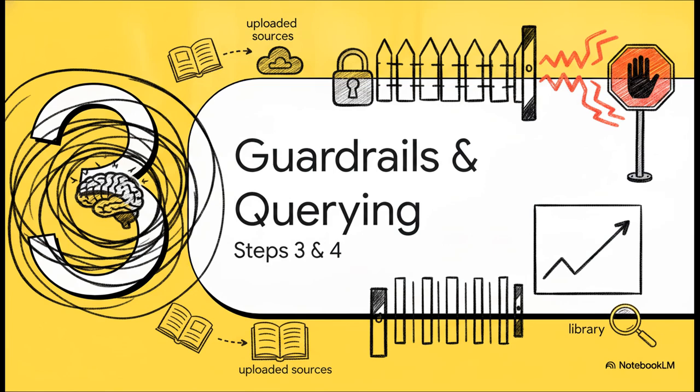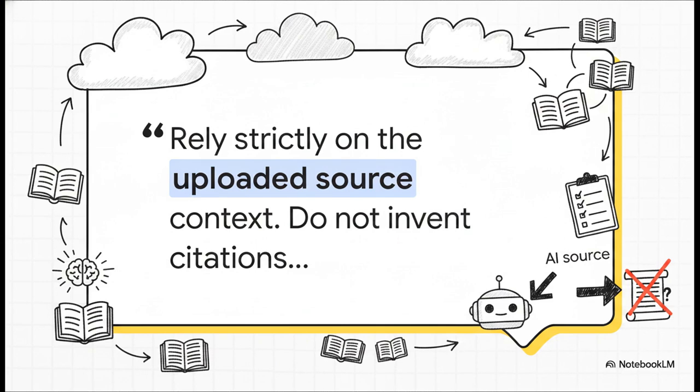Okay, let's head into Section 3, Setting Guardrails and Querying. So, uploading your sources gets your AI grounded in your data, sure, but we still need to apply the brakes. We need to explicitly forbid the model from wandering outside of your uploaded library to guarantee absolutely zero hallucinations. To do this, you just open your notebook's chat settings, navigate over to persona instructions, and paste in an authoritative prompt. Tell it to rely strictly on the uploaded source context, do not invent citations, and if the answer cannot be found, to state clearly that the information is absent.